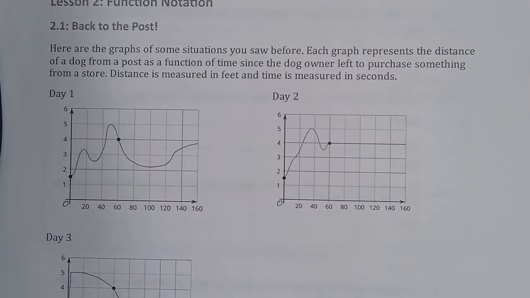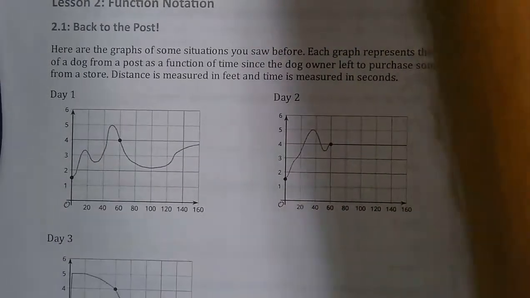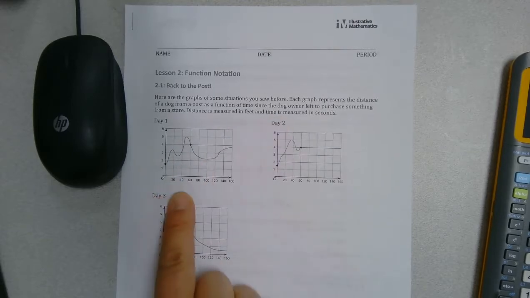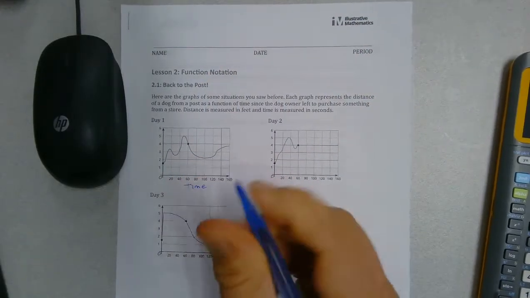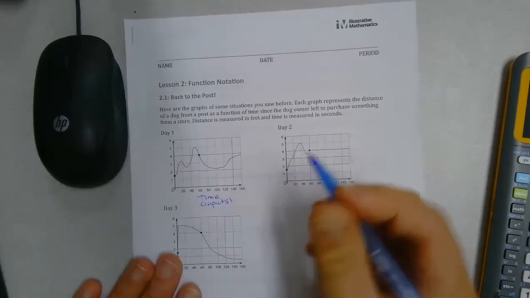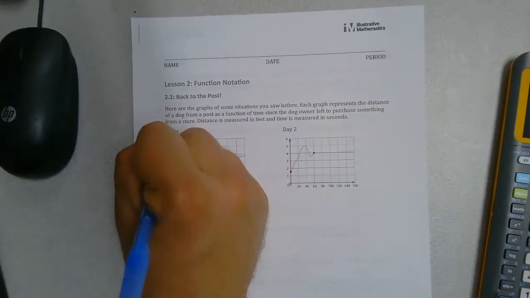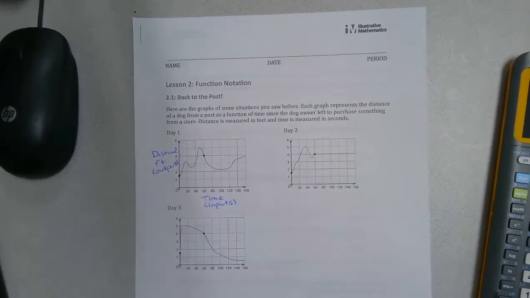This activity called Back to the Post has some graphs that we saw before. Each graph represents the distance the dog is from the post, and it's measured in feet, and then time is in seconds. So again, on the x-axis we have time, and remember these are our inputs to the function. And on the y-axis we have the distance, which is in feet. And that is our output, or our dependent variable. So now we're going to go through and look at some of the questions.